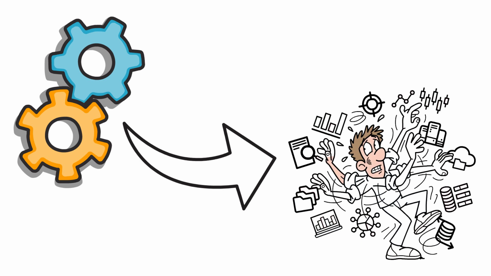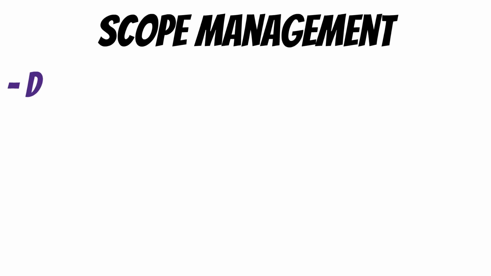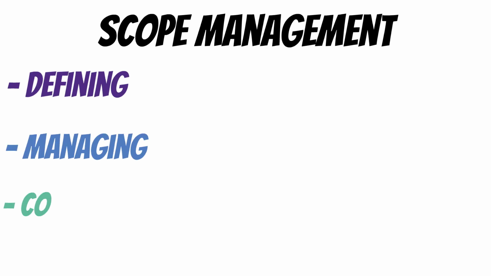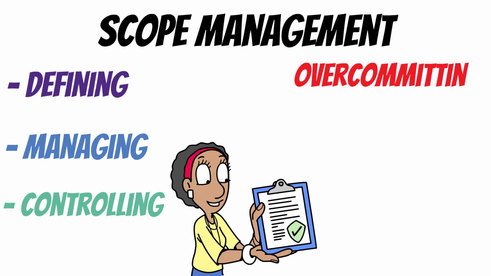Today, we're talking about control scope, the process that keeps your project from turning into an uncontrollable monster. Before we dive in, let's do a quick refresher on scope management. Scope management is all about defining, managing, and controlling what is and isn't included in a project. It keeps us from overcommitting and under-delivering.